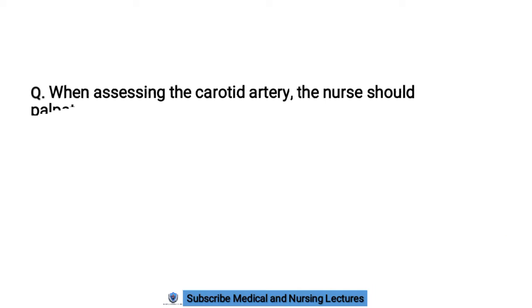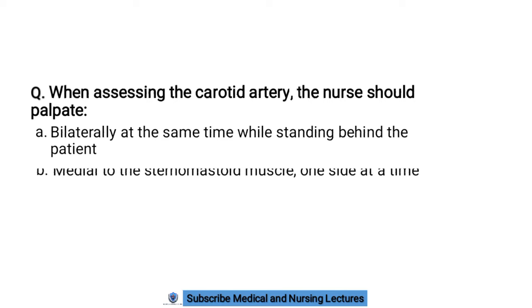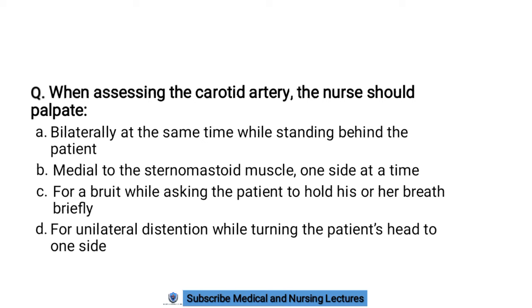When assessing the carotid artery, the nurse should palpate option A, bilaterally at the same time while standing behind the patient, option B, medial to the sternomastoid muscle, one side at a time, option C, for a bruit while asking the patient to hold his or her breath briefly, option D, for unilateral distension while turning the patient's head to one side. Here the correct option is option B, medial to the sternomastoid muscle, one side at a time.